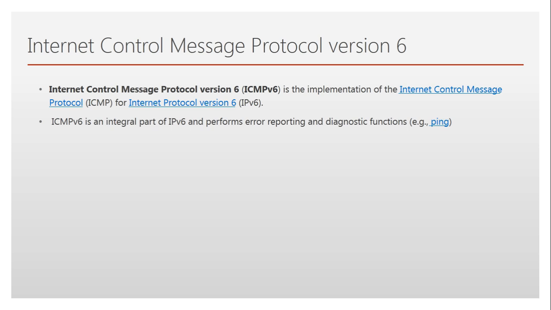So, neighbor discovery is something that is related to Internet Control Message Protocol version 6. Whenever we use ICMP for IPv6, it's called ICMPv6. And what does it do? It does something like query and error reporting, for example, diagnostic functions, the famous ping function, which we are also aware of in the case of IPv4.